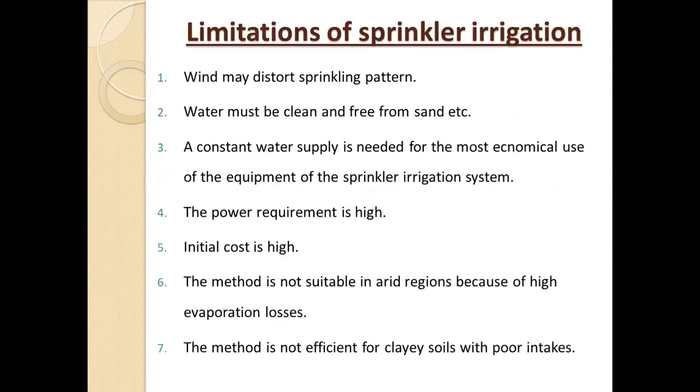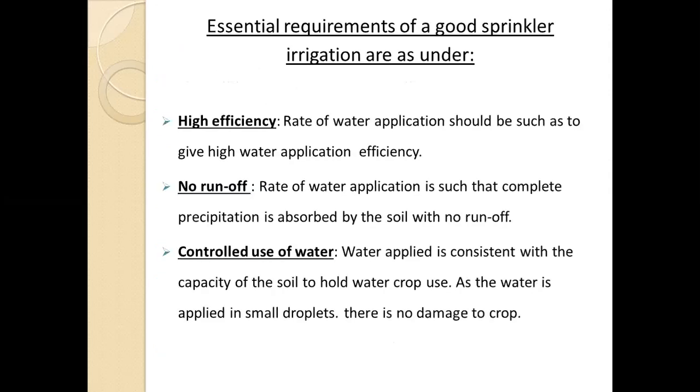Now, what are the limitations of sprinkler irrigation? Wind may distort the sprinkling pattern. Water must be clean and free from sand, etc. A constant water supply is needed for the most economical use of the equipment of the sprinkler irrigation system. Power requirement is high. Initial cost is high. The method is not suitable in arid regions because of high evaporation losses. The method is not efficient for clay soils with a poor intake rate.